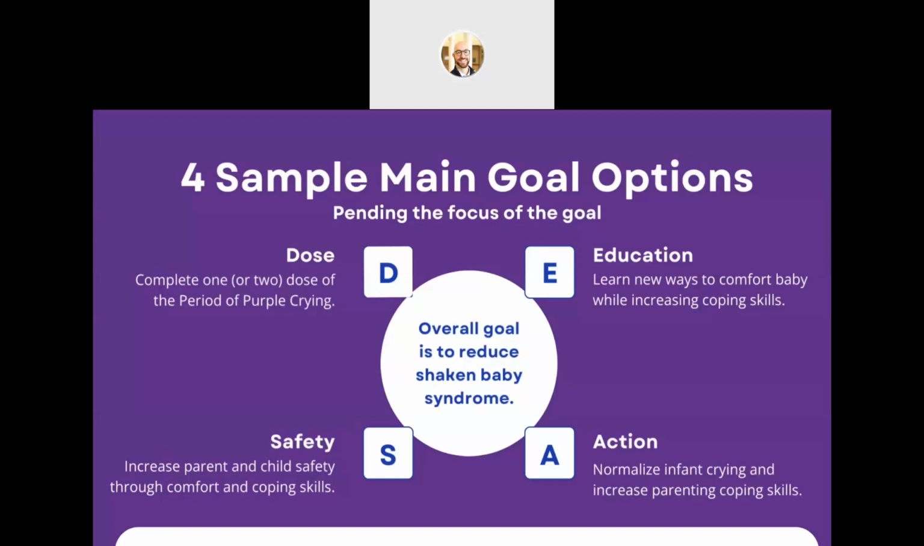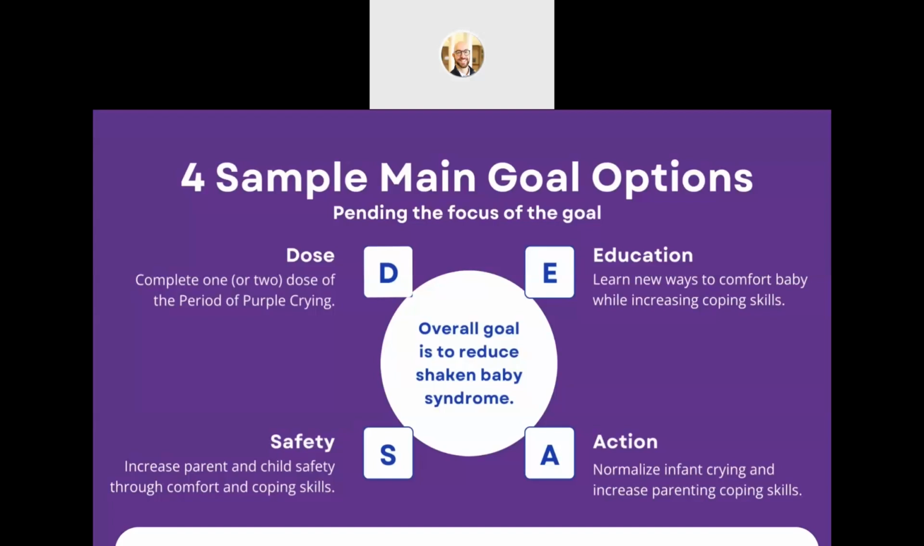For instance, if I was going to use the safety one, I might add on to the beginning or the end: increase parent and child safety through comfort and coping skills through completion of the Period of PURPLE Crying program, or through 1 to 2 doses of the Period of PURPLE Crying program. So you can combine these easily. It's not a bad idea, on each one of these evidence-based programs that we go through, to spell out how many sessions we are recommending that the client take.